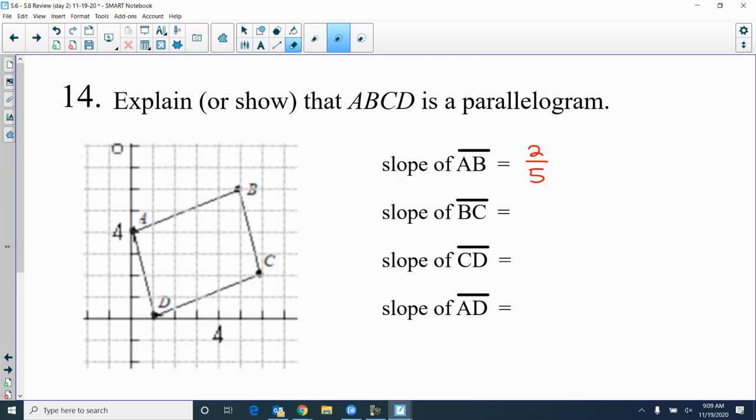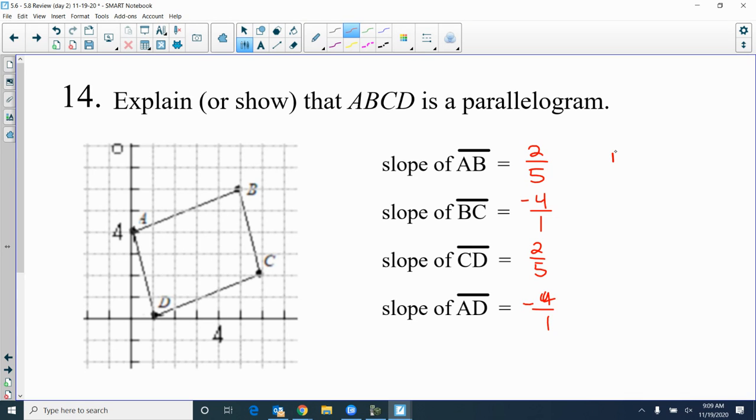Now BC. Joe, did you put a slope for it? Yeah, 4 over 1. Now, is it positive or negative? Okay, so it should be -4 over 1. And then we're gonna solve for y first, and then graph. 2 over 5. And what about AD? -4 over 1 as well.